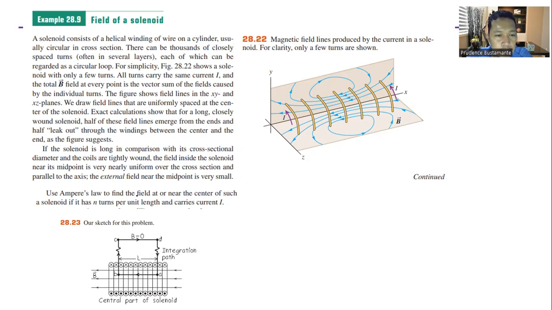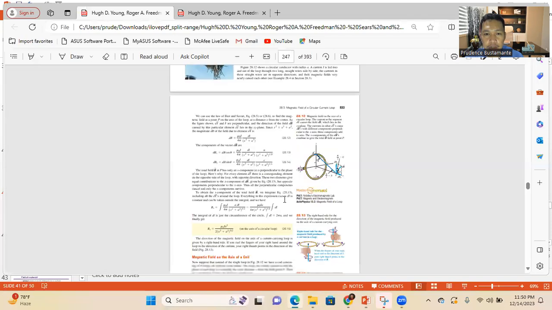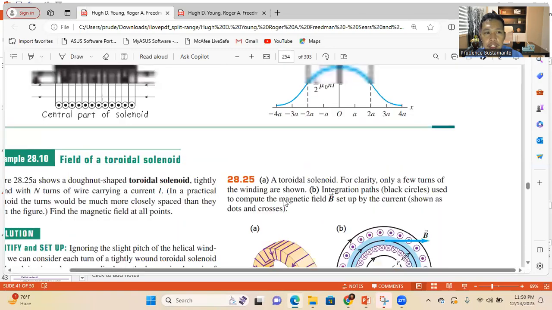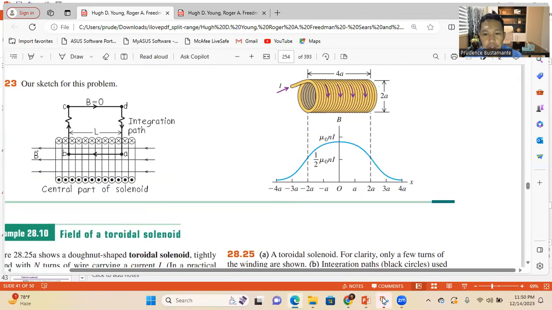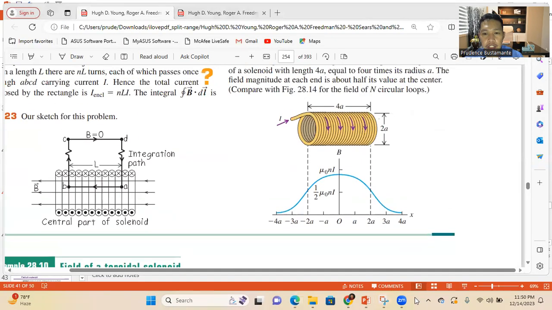So use Ampere's law to find the field at or near the center of such a solenoid if it has n turns per unit length and carries a current I. Okay, so this is the magnetic field line produced by the current in a solenoid, for clarity with only a few turns. So let's first find what the solenoid is. You also have the toroidal solenoid, but let's just focus on this solenoid.